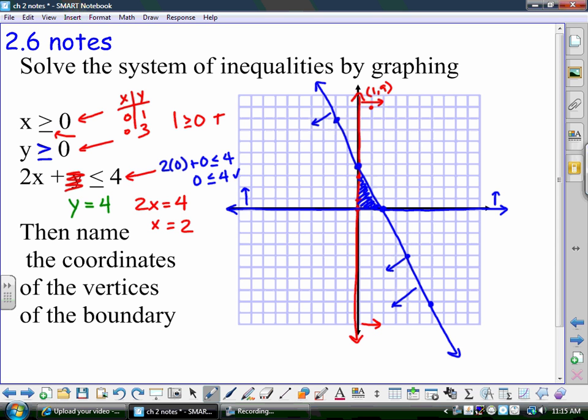The second part of this question says, then name the coordinates of the vertices of the boundary. So the vertices are like the corners of this boundary, and there are 3 of them since it's a triangle. The vertices are at the points (0, 0), (2, 0), and (0, 4).